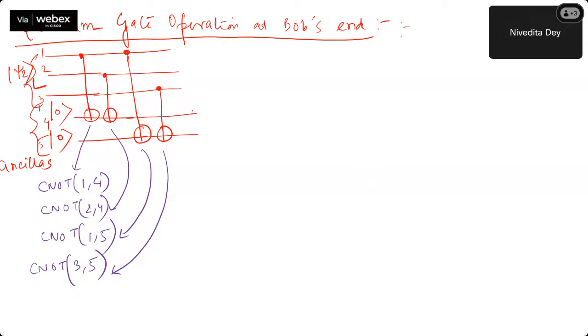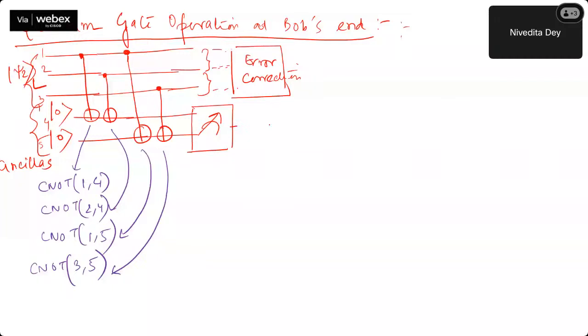Now on these 2 ancillas, I will be applying a measure gate, and whatever happens on these will make up the error correction, based on the measurement outcome of this. So this is what Bob will do at his receiver end.